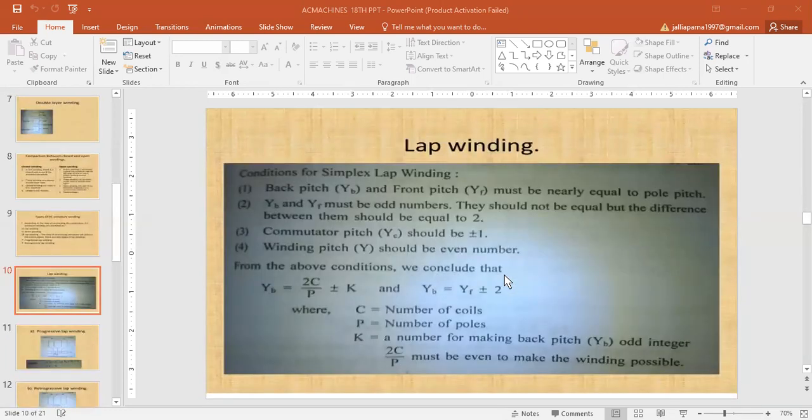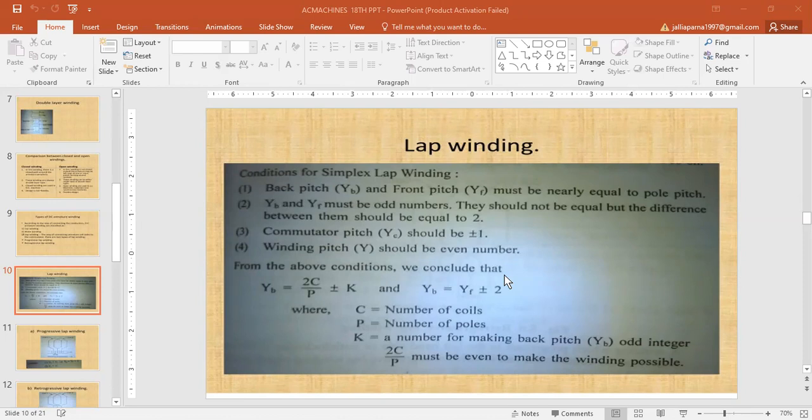Lap winding: the back pitch, the condition for a simplex form, simplex lap winding. It employs a single layer turn coil. In the lap winding, the finishing end of one coil is connected to a commutator segment, and the starting end of the adjacent coil situated under the same pole, and so on till all the coils have been connected. This type of winding derives its name from the fact that it will double or lap back with the succeeding coil.